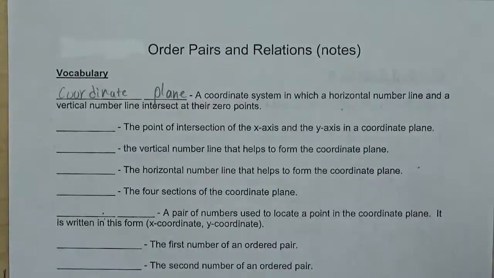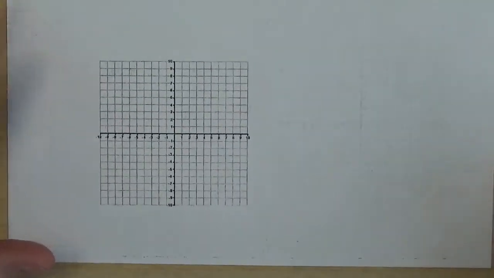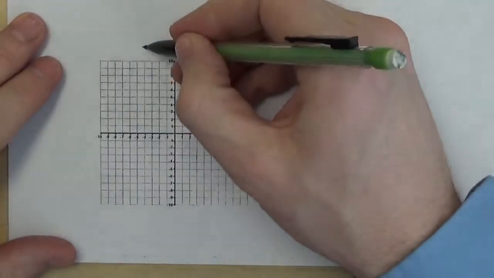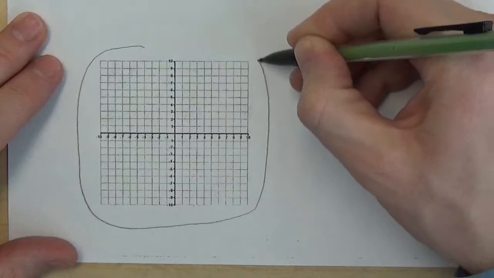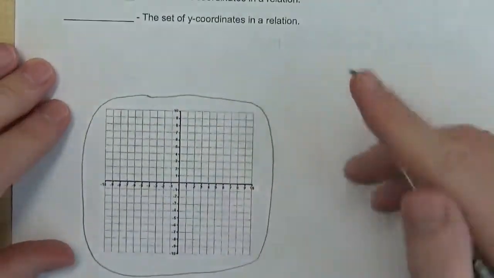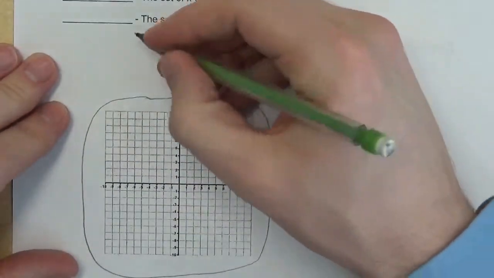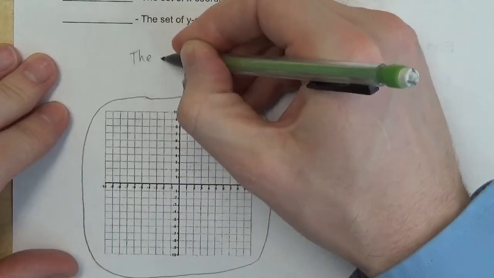We actually have a coordinate plane on this page down towards the bottom down there. We're going to go ahead and label some things down here. We're going to make a visual representation of each one of these vocabulary terms to really help us understand what these terms mean. So circle this coordinate plane right here. Draw a line straight up from there and label this the coordinate plane.